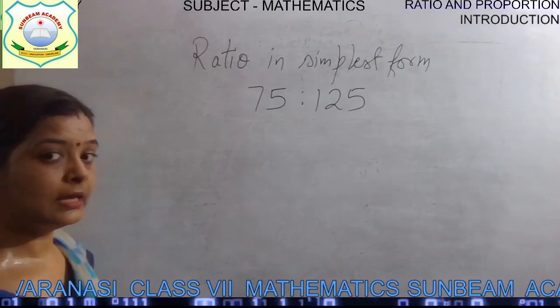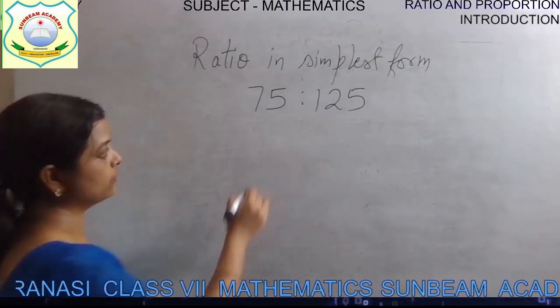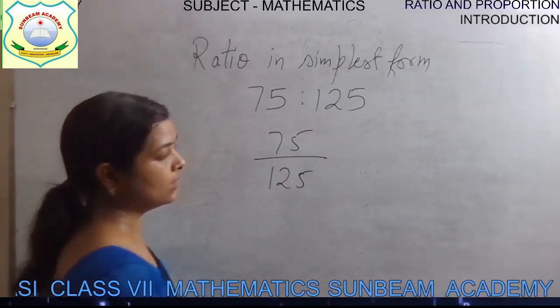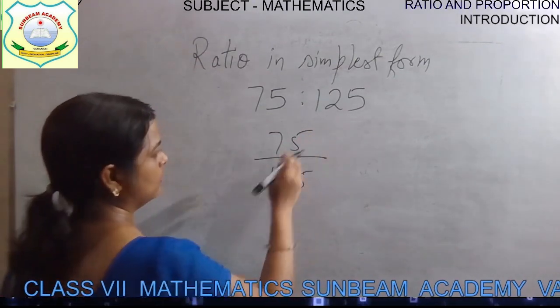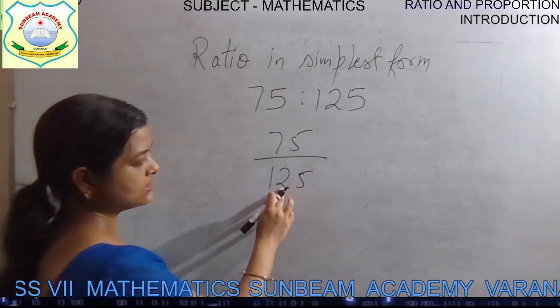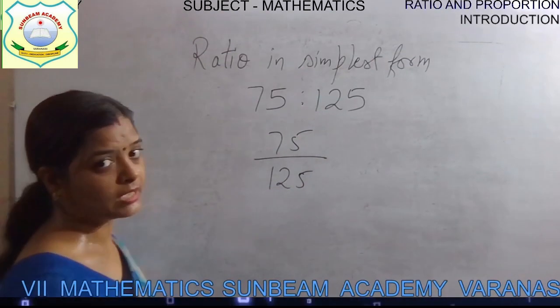How can you achieve your result? Either you can use 75 and 125. Then what can you do? This is 7 plus 5, 12. It can be divided by 3. This is 5, 6, 7, 8. It cannot be divided by 3. So we have to go for 5.